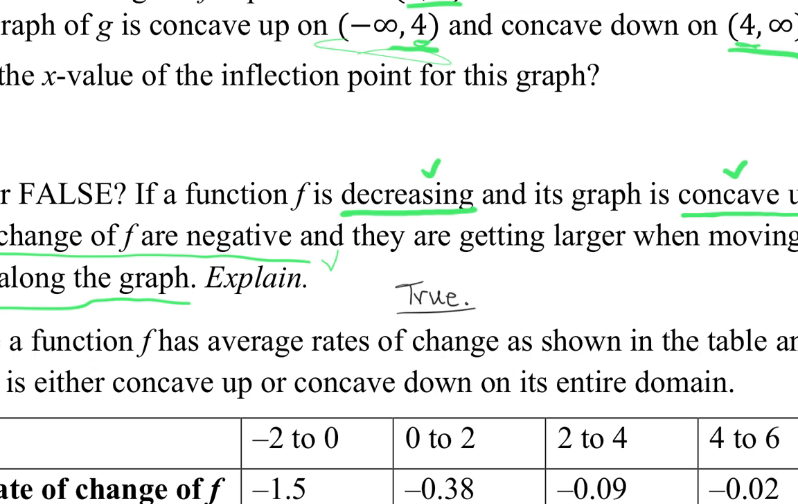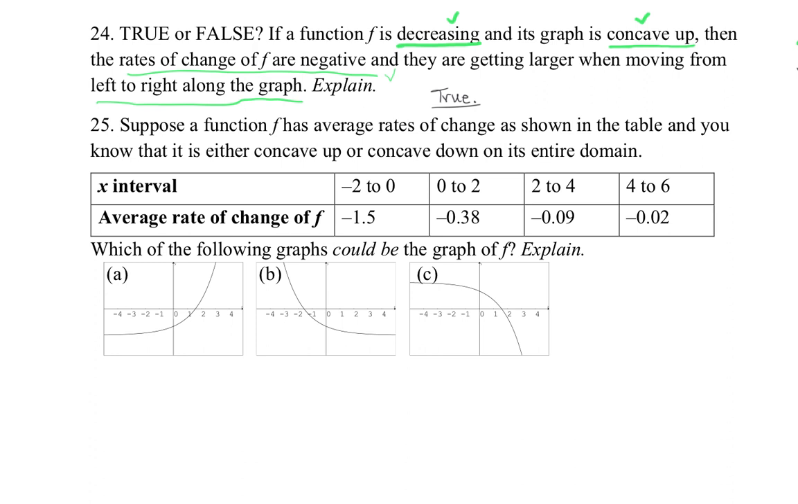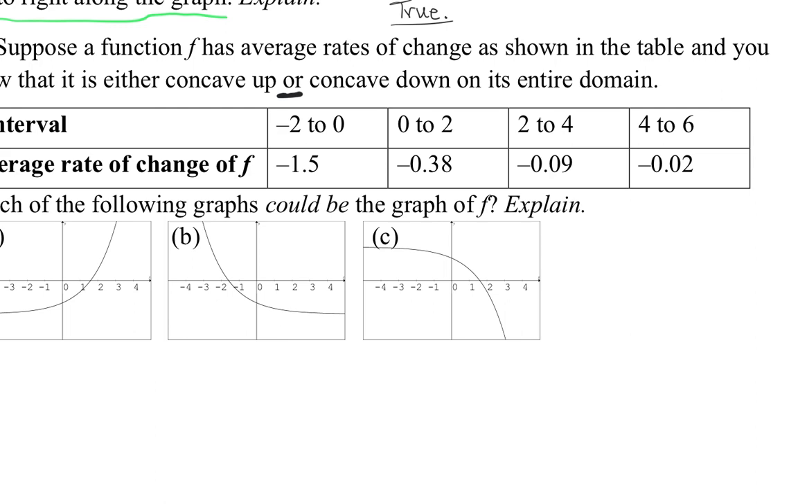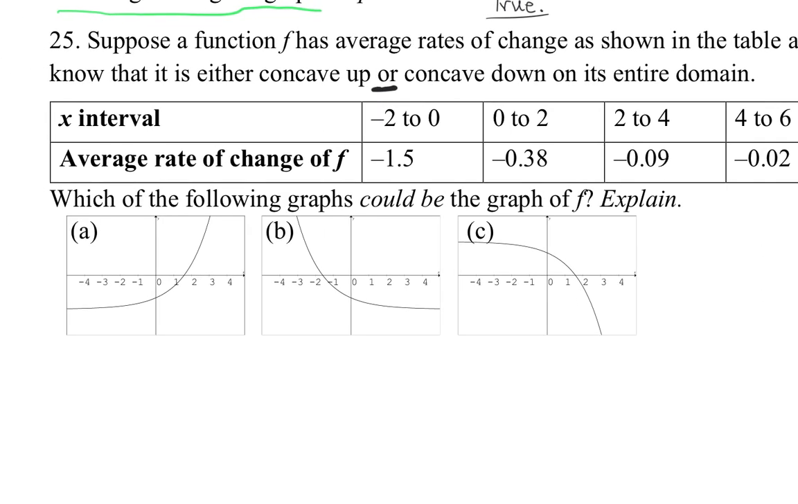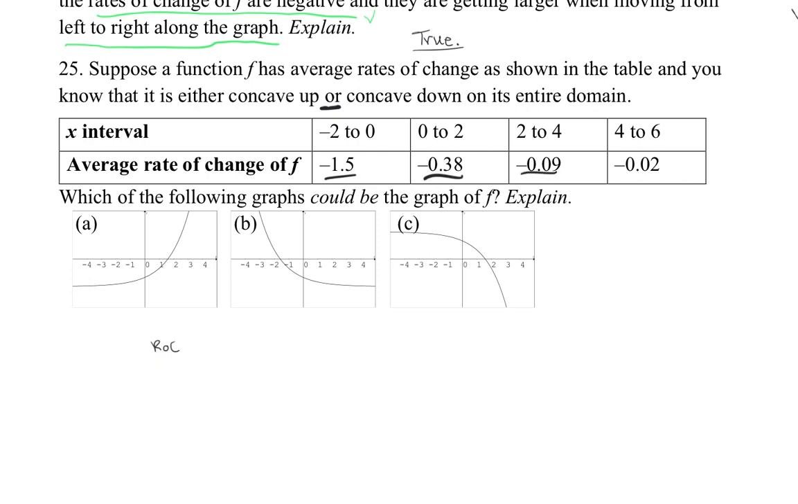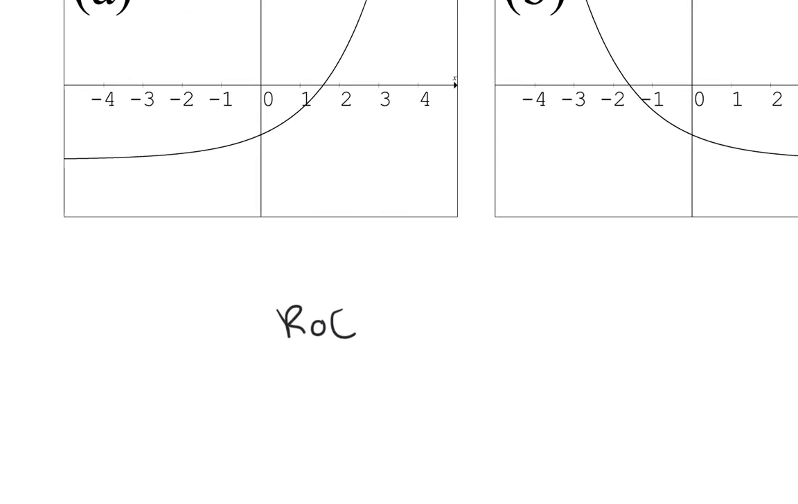Now finally for question 25, suppose a function f has average rates of change as shown in the table, and you know that it is either concave up or concave down on its entire domain. So we have our x intervals here, -2 to 0, 0 to 2, so on and so forth. Now which of the following graphs could be the graph of f? We need to explain. Something first that I want to point out is that our rate of change from the table is always less than 0. So our rate of change is less than 0 on the domain.